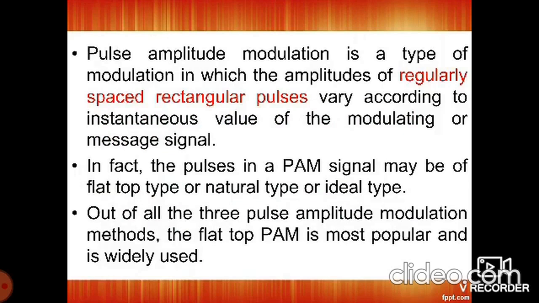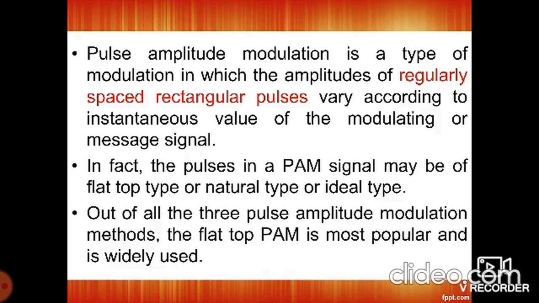In sampling, the modulating signal can modulate the amplitude, width, duration or position of the pulse. Depending upon the modulation, three things are possible. One is pulse amplitude modulation, another is pulse width modulation, and the third is pulse position modulation. In this video, pulse amplitude modulation is a type of modulation in which the amplitudes of regularly spaced rectangular pulses vary according to the instantaneous value of the modulating signal or message signal.